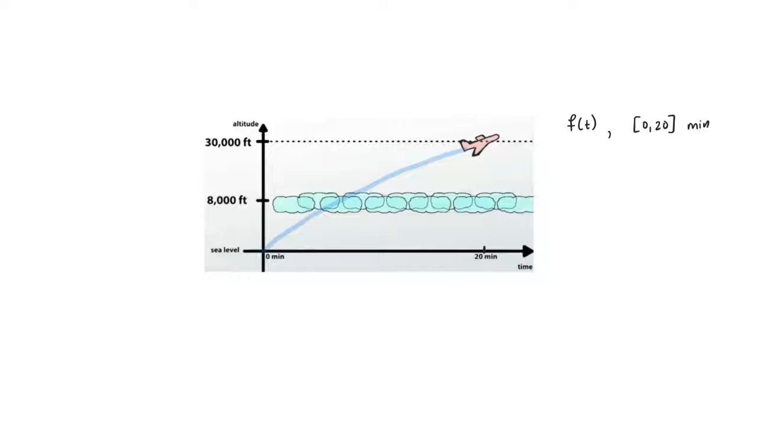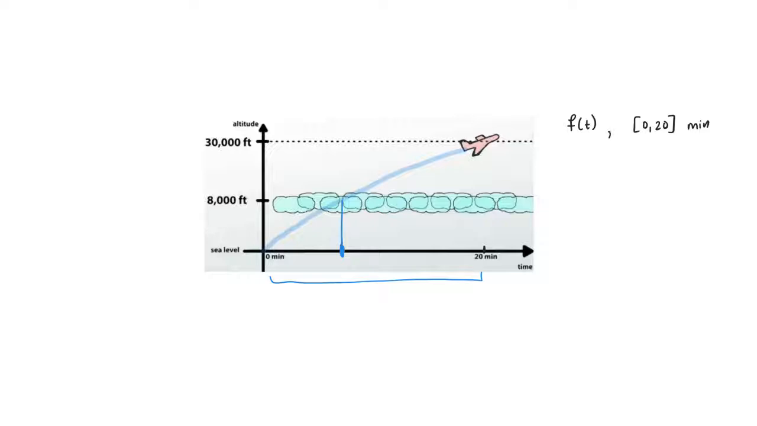And on top of that, we know that the plane is going to cross the layer at a time right here, a time that is within the 20-minute interval. We know that this time is going to be bigger than 0 minutes and less than 20 minutes. It's going to be in between 0 and 20 minutes. So this is everything that we know.